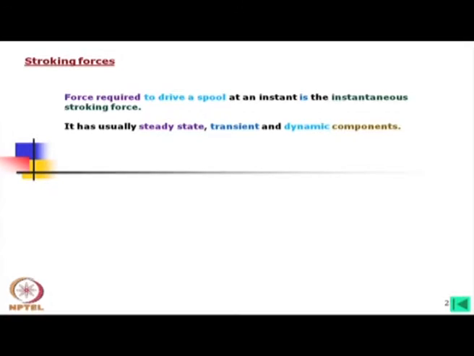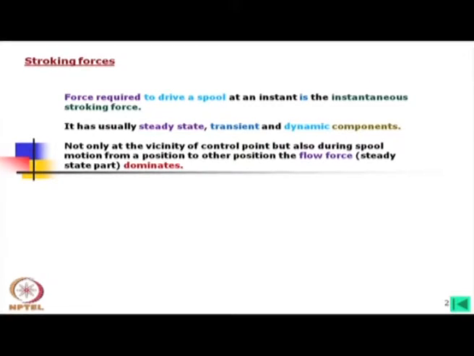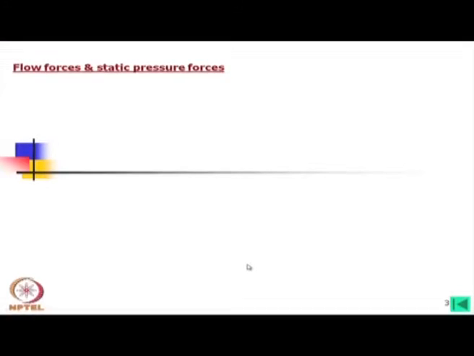The force required to drive a spool at an instant is the instantaneous stroking force. It usually has steady state, transient and dynamic components. Not only in the vicinity of the control point, but also during spool motion from one position to another, the flow force, which is the steady state part, dominates. Now, we shall first study what the flow forces and static pressure forces are.